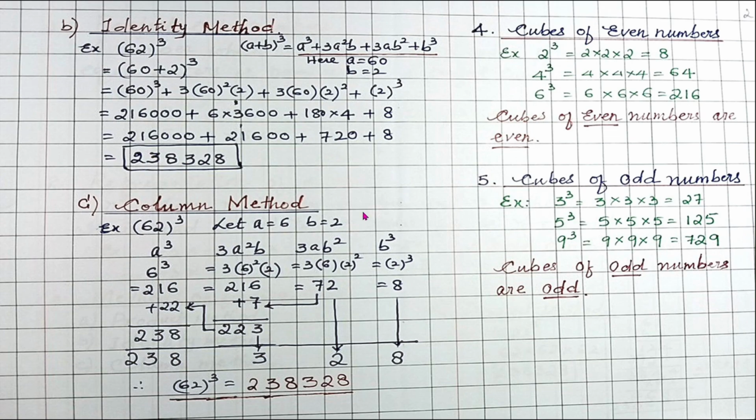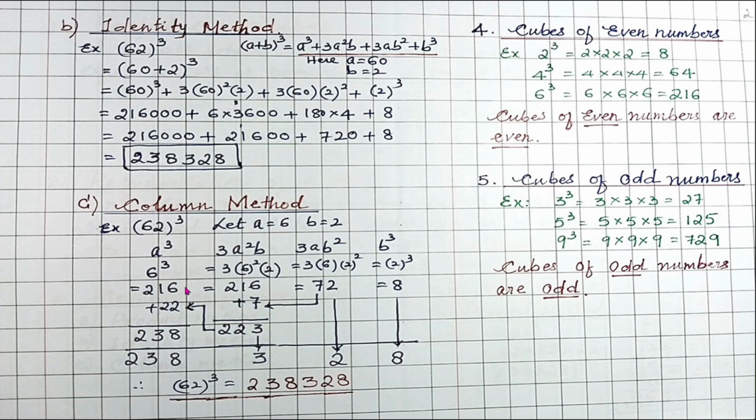In the column method, which is the third method, to find the cube of the given number 62, assume 6 as a and 2 as b. Make 4 columns: a cube, 3a square b, 3ab square, and b cube. Under b cube, write 2 cube. Under 3ab square, we have 3 into a, that is 6, into b square, that is 2 square. Under 3a square b, we have 3 into 6 square into 2, and under a cube we have 6 cube.